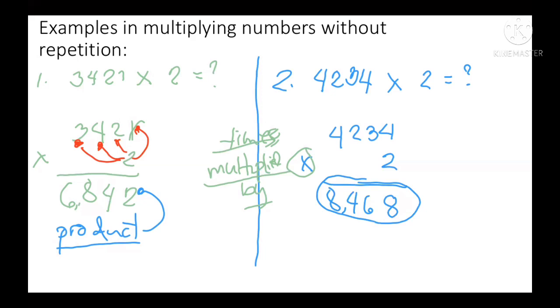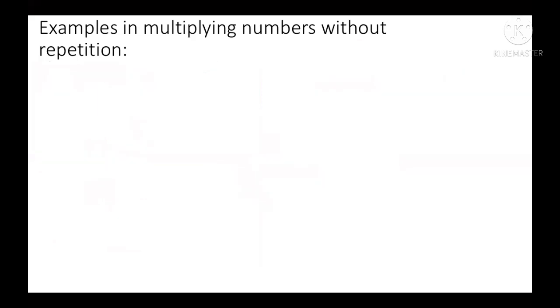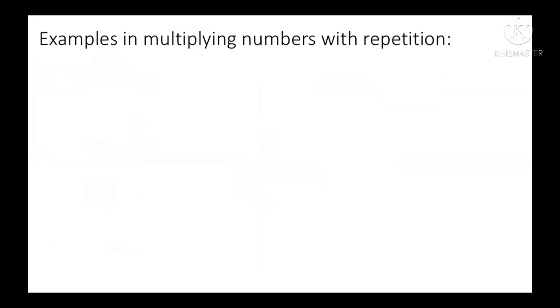So we are done with the without repetition process in multiplication. Now let us move on to examples in multiplying numbers with repetition. This is more tricky. It has some added steps, but of course, we need to surpass one and answer the problems correctly. Okay? All right, let's start with number 1.